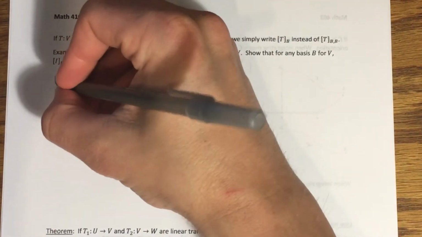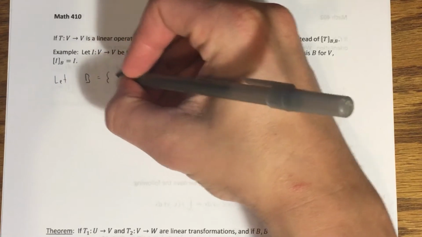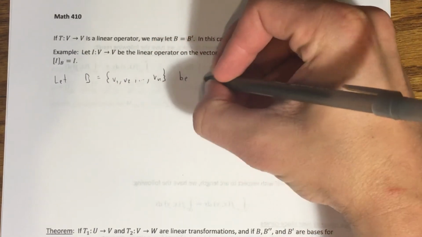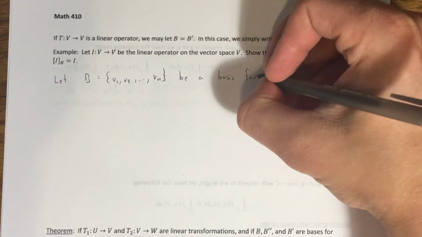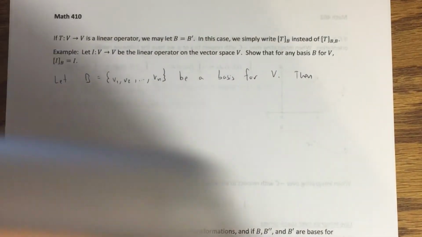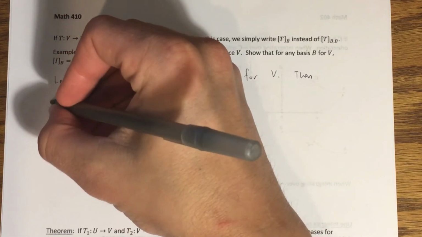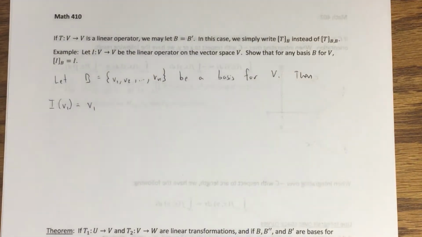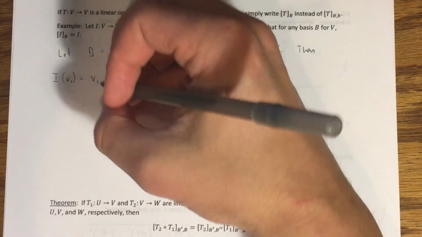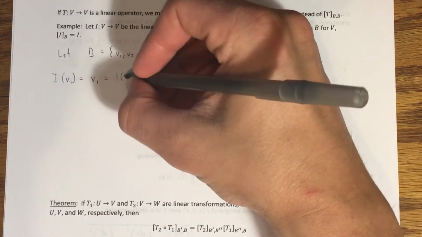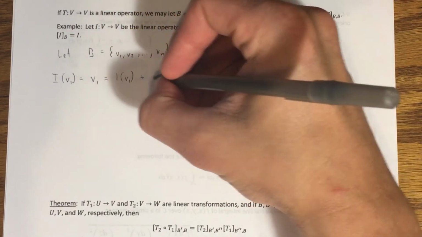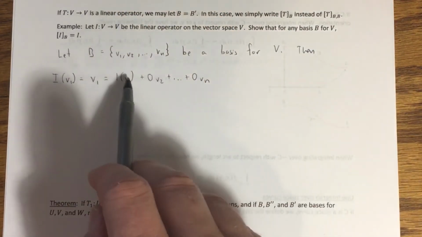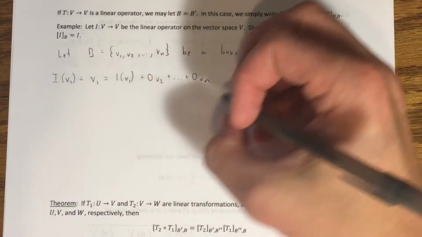So again, let B be the basis containing the vectors v1, v2 through vn, a basis for V. Now let's think about the matrices for the linear operator. So I of v1 is equal to v1. That's what the identity does, it doesn't change the input. It gives us the same thing as our output, which is equal to 1 times v1 plus 0 times v2 plus ... plus 0 times vn. Notice the only term that I need is the first one, and it's 1 times v1.